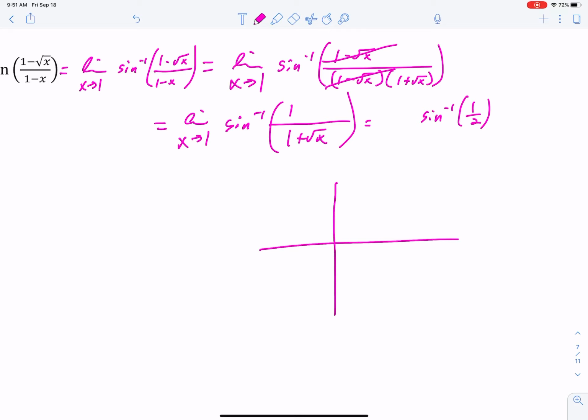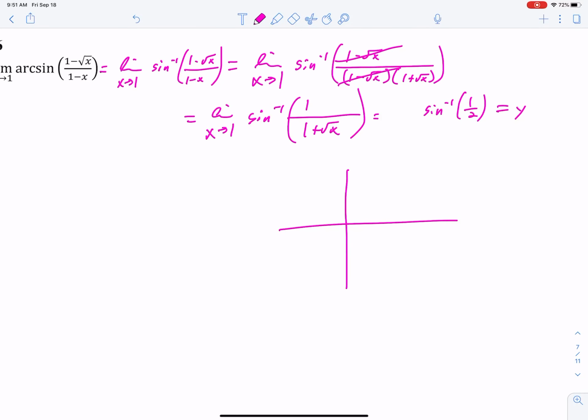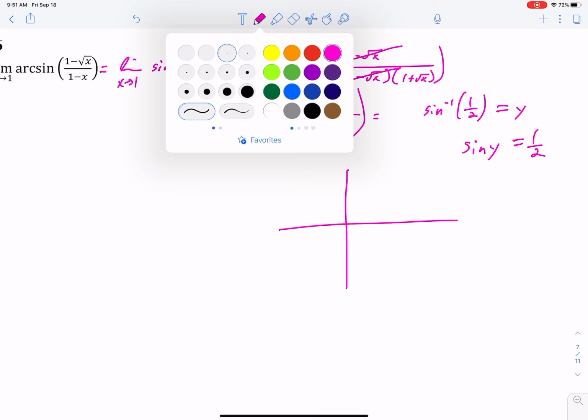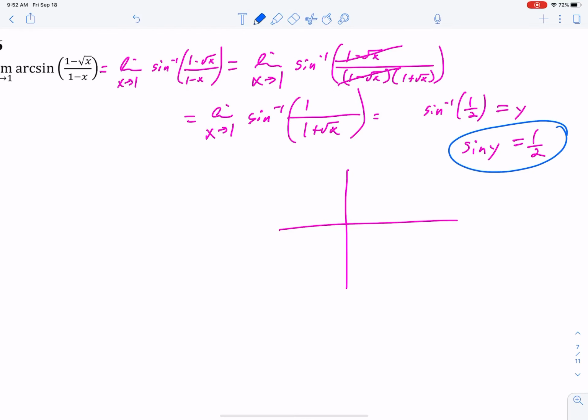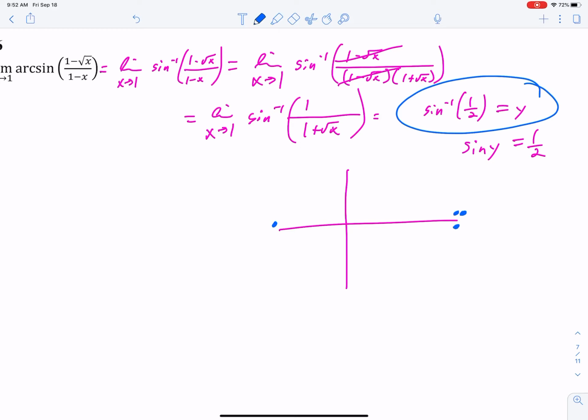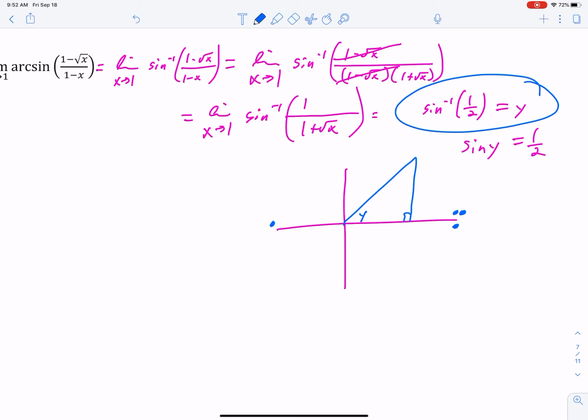So inverse sine of 1/2, well, that's something. Let's call it y. Which means sine of some angle y equals 1/2, right? So we've got a positive sine value, positive 1/2. Sine is positive, ASTC, remember? In these two quadrants. Inverse sine has a range in quadrant 1 and 4. So the overlap is quadrant 1. So our triangle lives in quadrant 1.